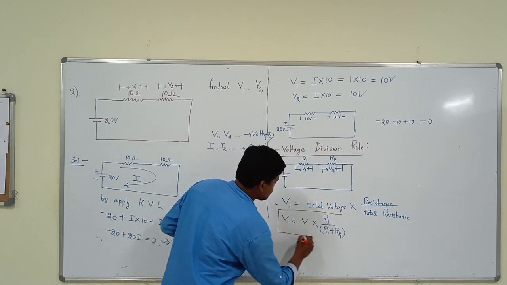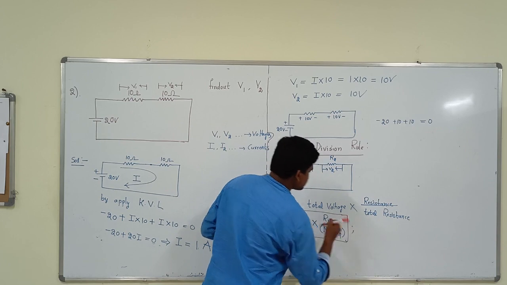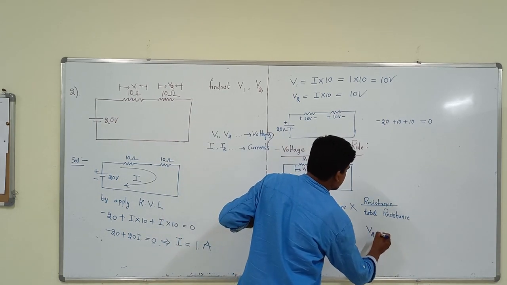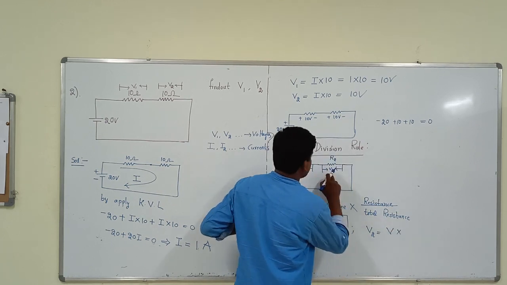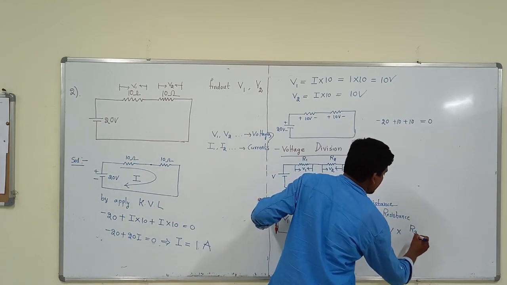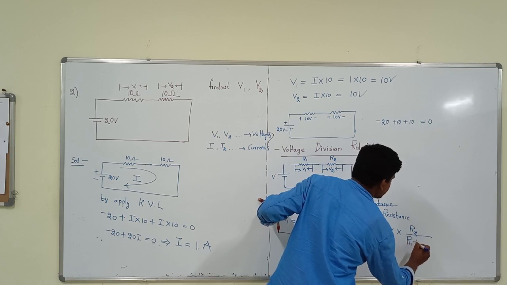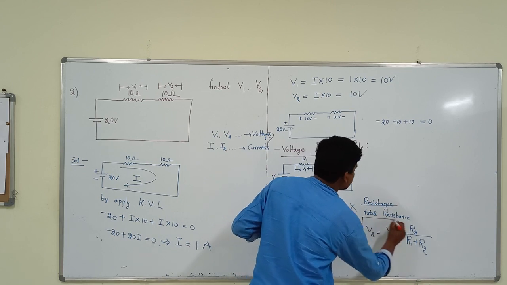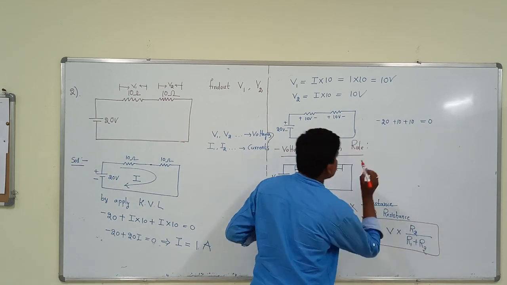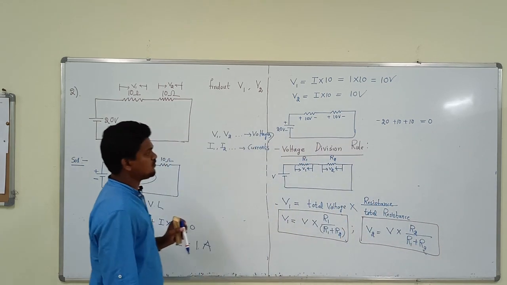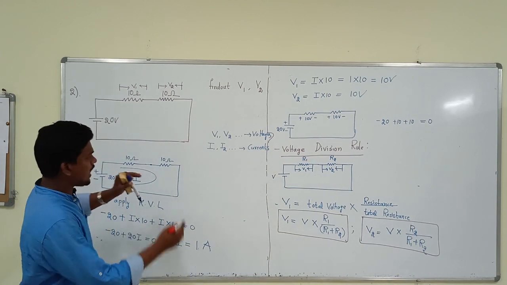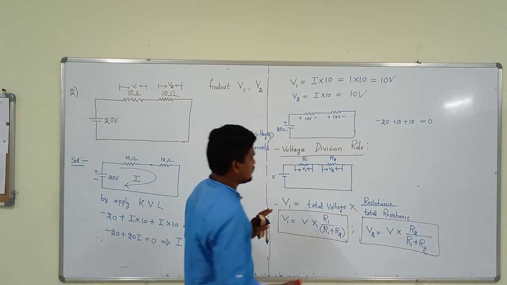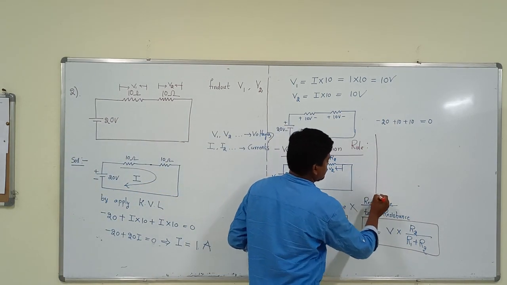Same as this, in order to find the voltage across V2, that is also simple. The total voltage into that resistance, R2, by the total resistance R1 plus R2. This is a shortcut method. It will be very useful. Now we will apply this formula to this circuit. Now we will observe whether we get the right answer or the wrong answer.